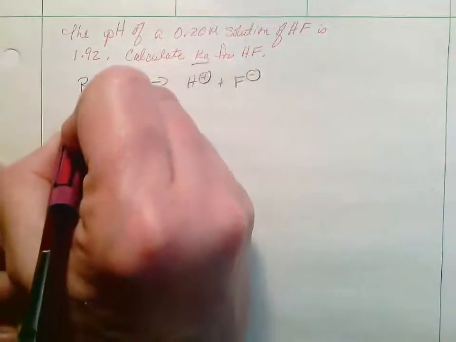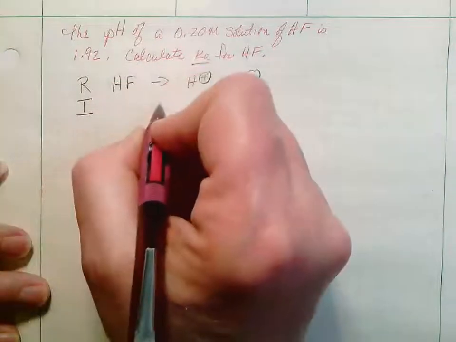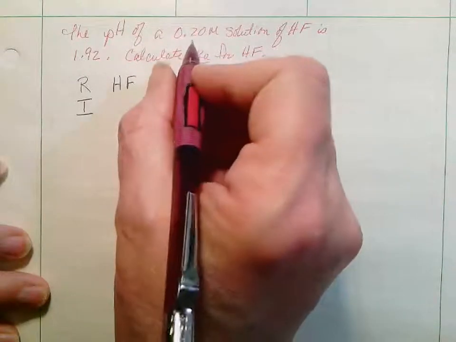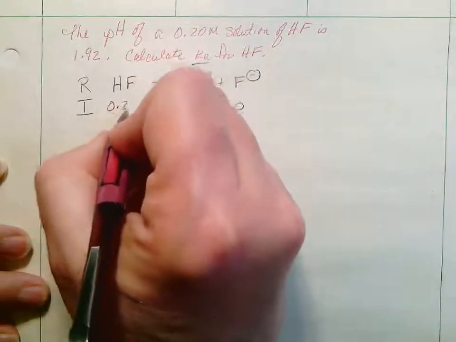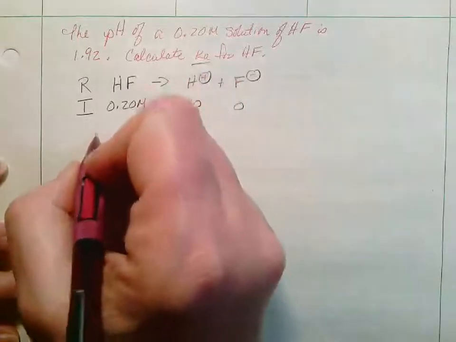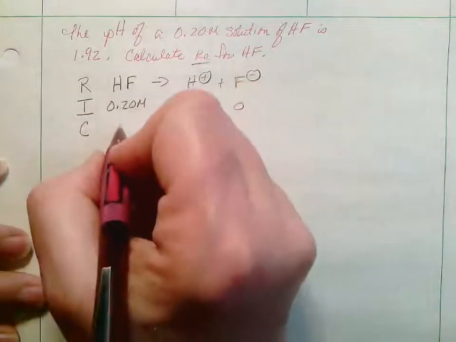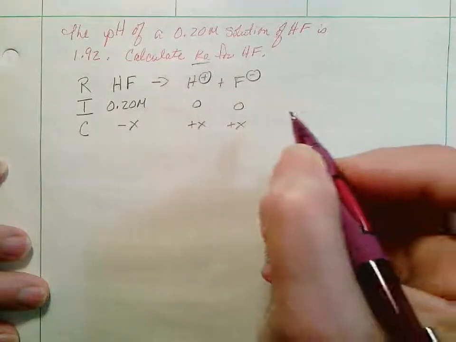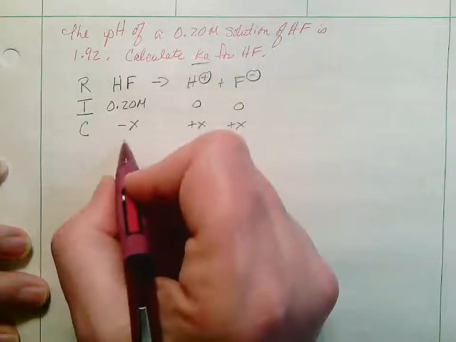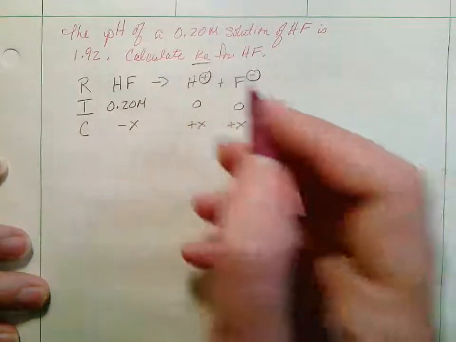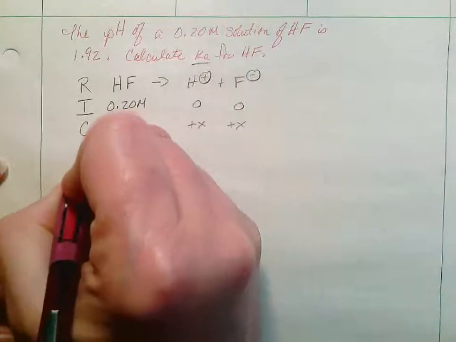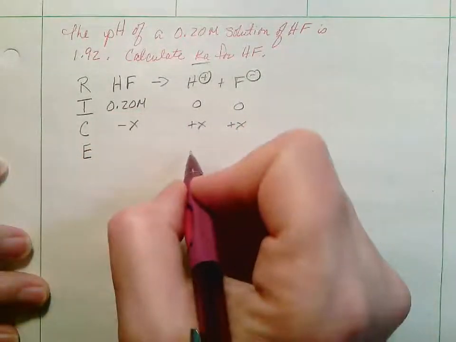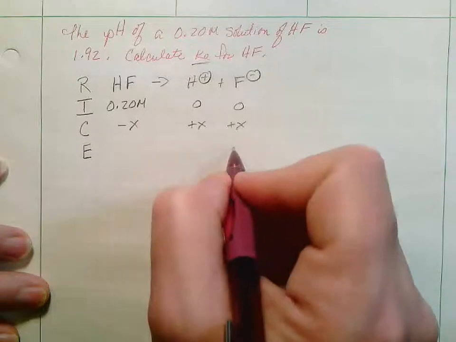So I have my reaction. Initial: I'm going to have 0 of my products, and I'm going to have this molar solution, 2.0 molar. Change: I'm always going to lose X here. I'm always going to gain X here and X here. And the coefficients here match the ones here. That's just stoichiometry.